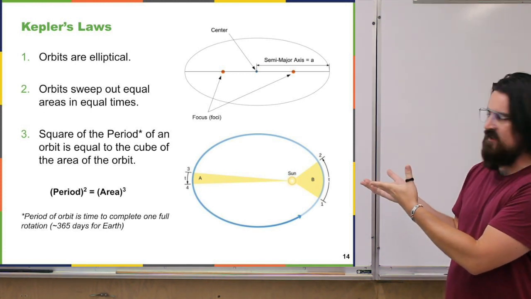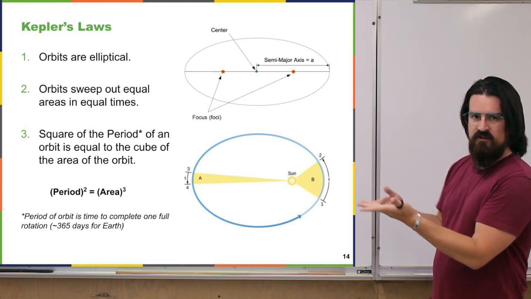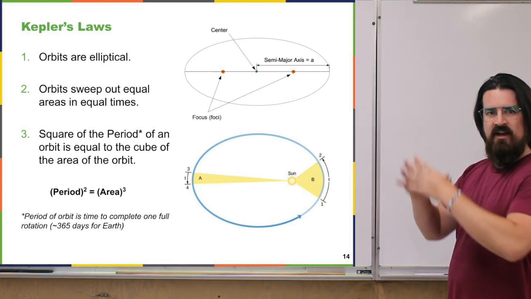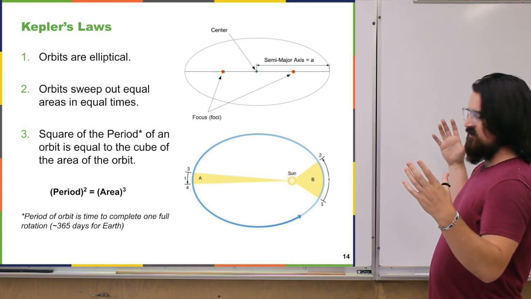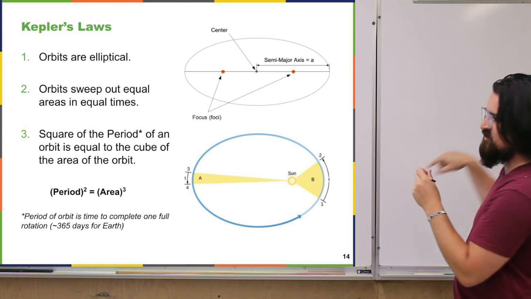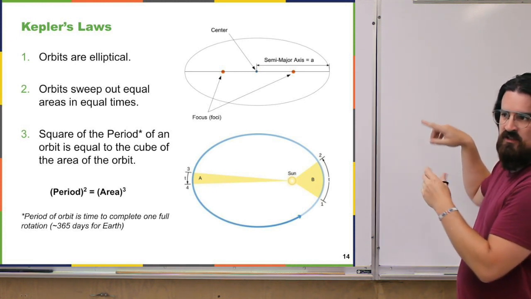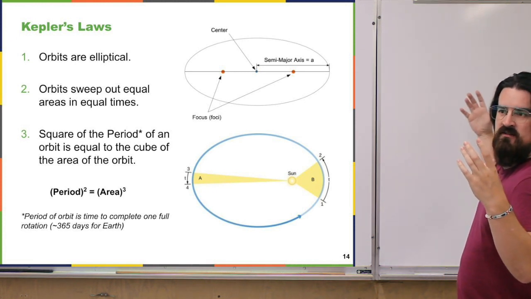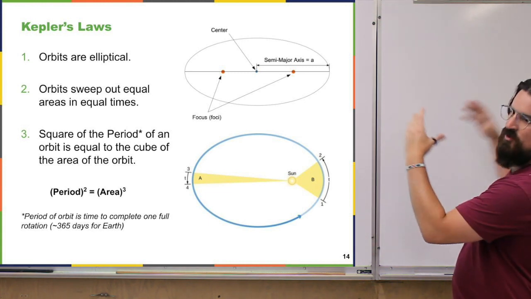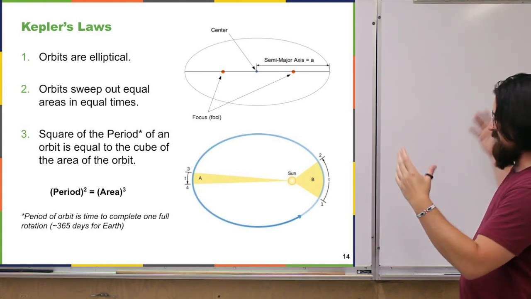So we can also look at that and say, okay, the period, or the time that it takes to go around, is proportional to the area of that ellipse. Or another way of saying that is that the amount of time it takes to go around the Sun for any orbit is proportional to how far away that planet is, or how large that orbit is. Because a larger area means this planet is further away.